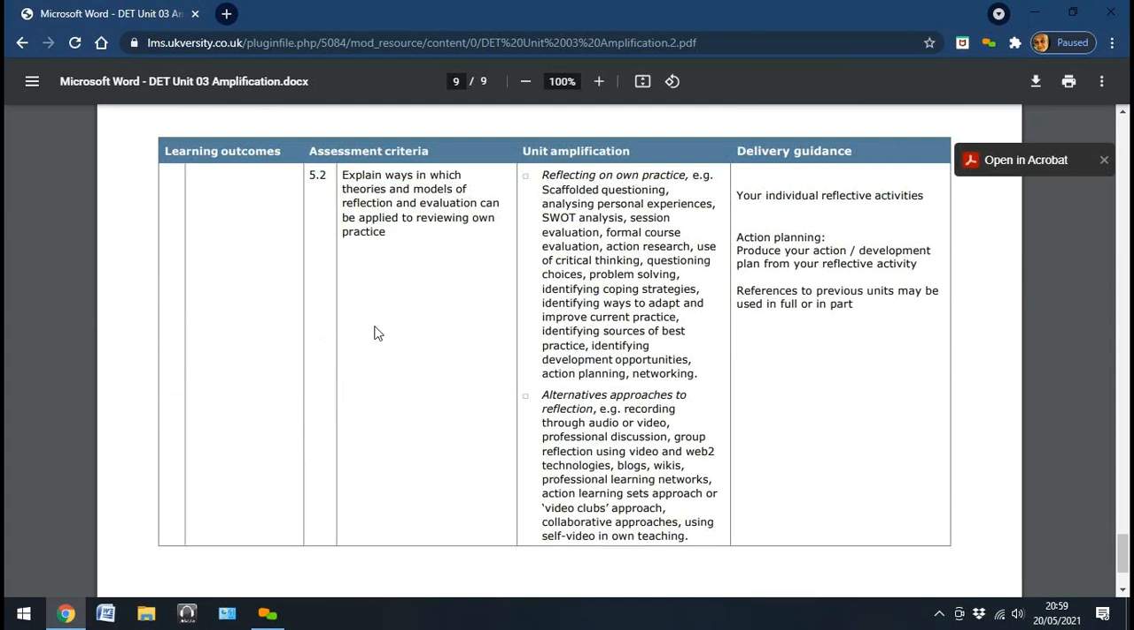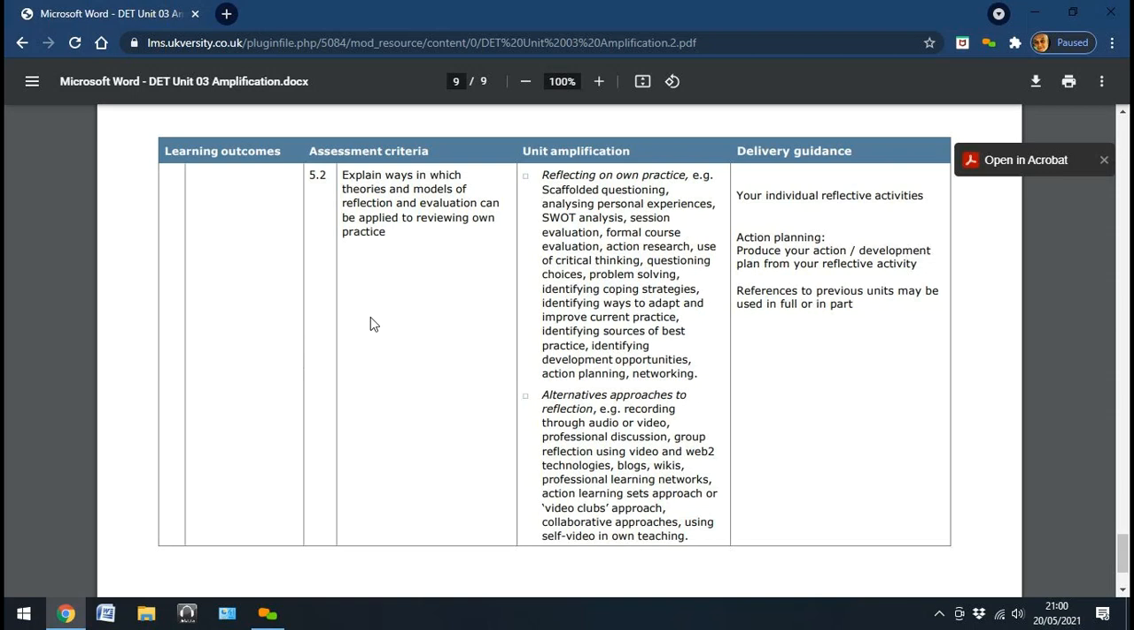So 5.2 then breaks away from what was said before, because it brings this very individually. It explains ways in which theories and models of reflection and evaluation can be applied to reviewing your own practice. So it's how you review. It may be that your school has a review system, and there may be a written one that you can fill in on your thoughts of how something went.